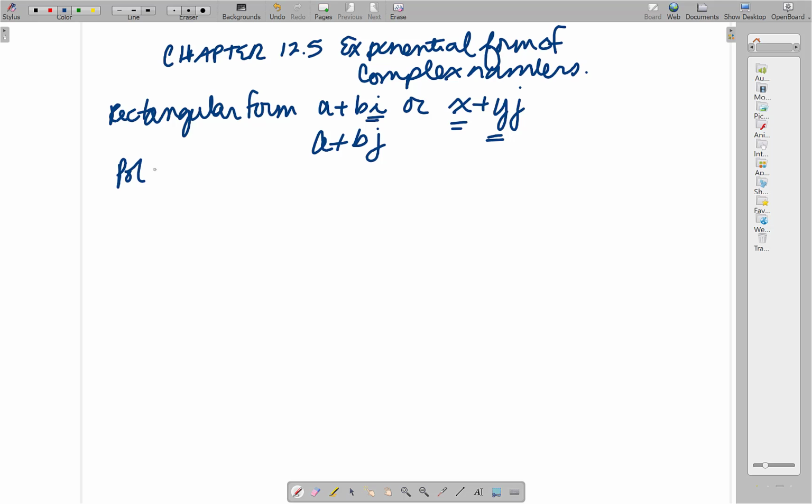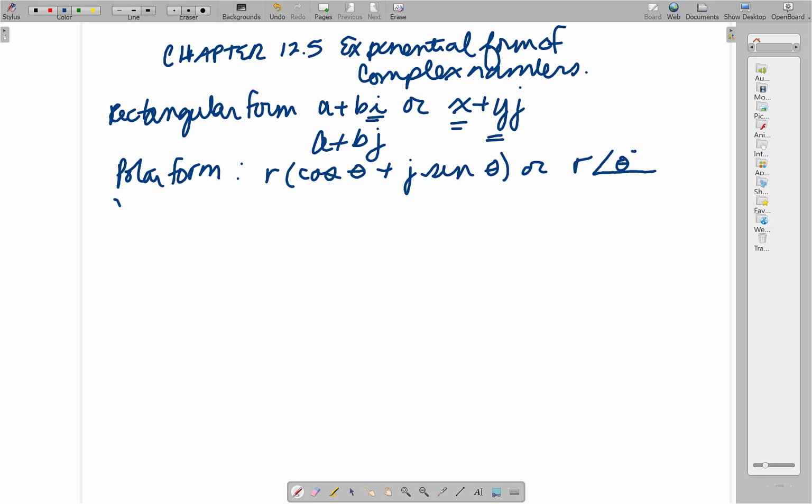Then we looked at polar form of complex numbers. And our polar form was r times the cosine of theta plus j times the sine of theta, or it was written sometimes like this.